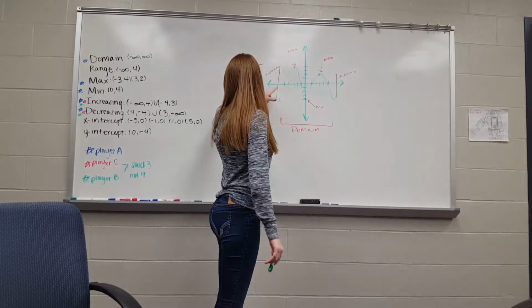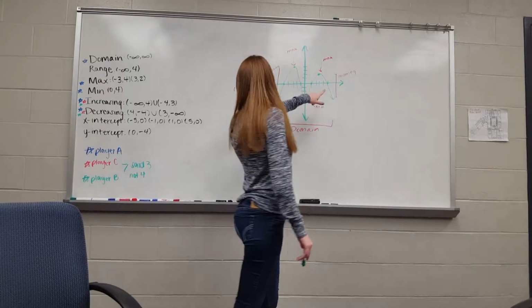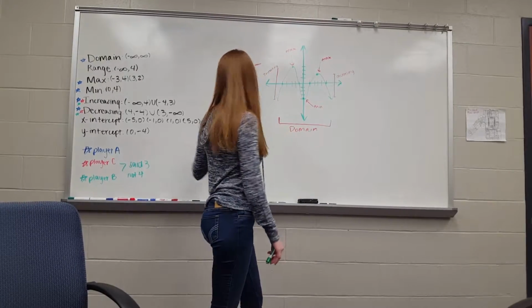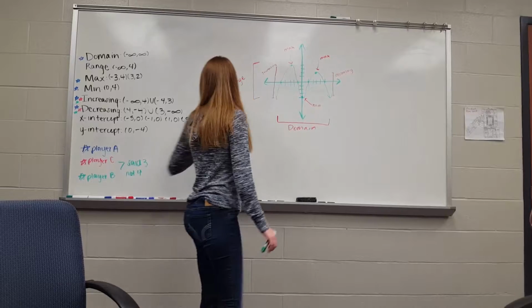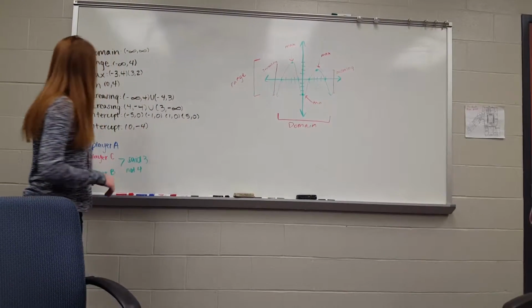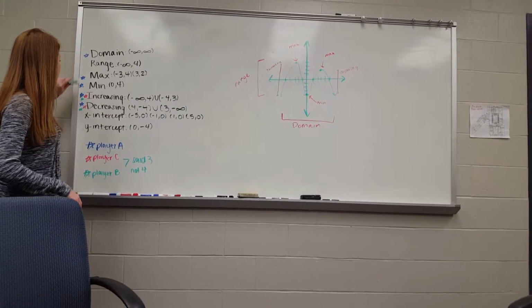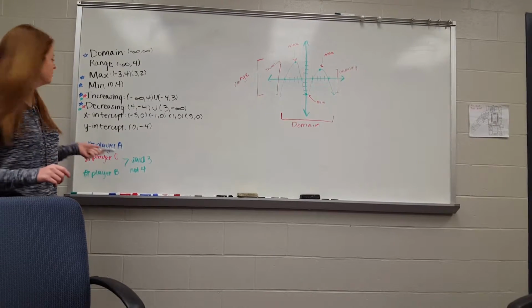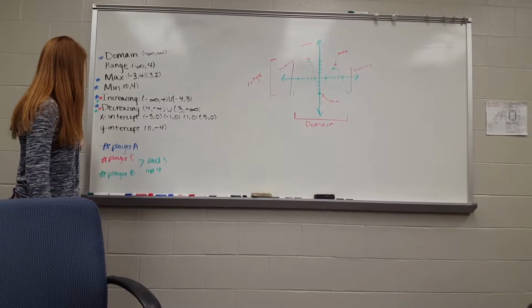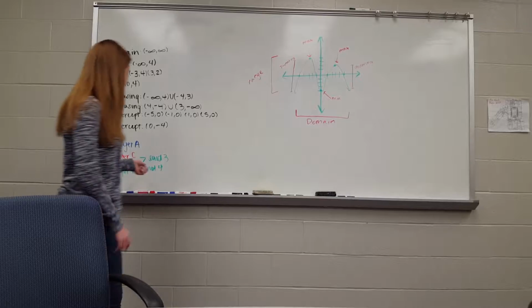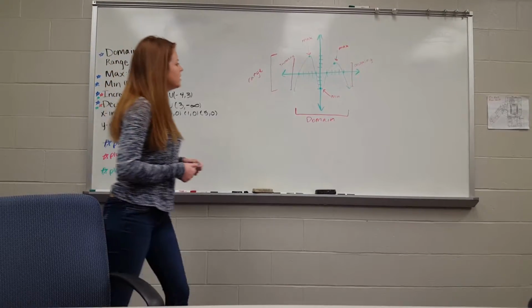So negative 5, 0, negative 1, 0, 1, 0, and 5, 0. And then the only y-intercept is 0, negative 4. And then player A misunderstood domain, max, min, increasing and decreasing. Player C and B missed increasing and decreasing because they said 3, not 4. And yeah.